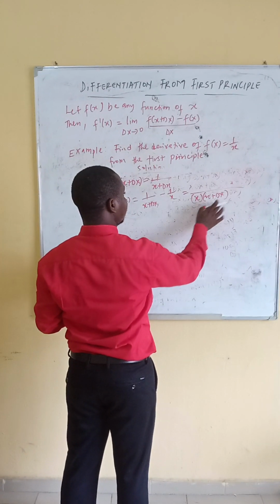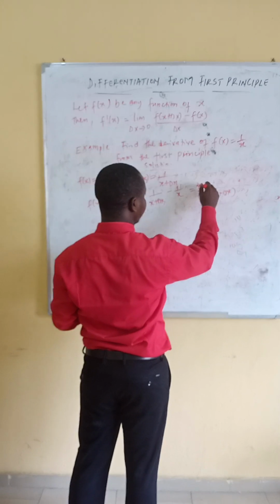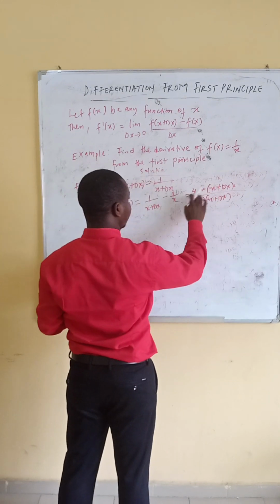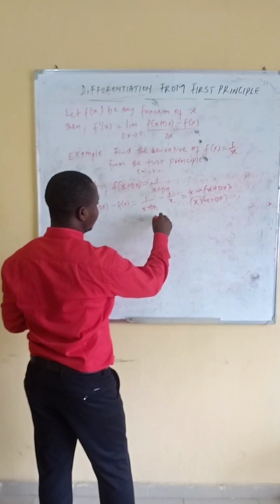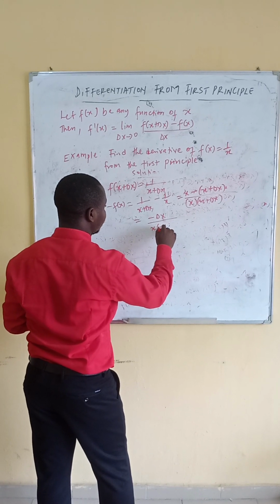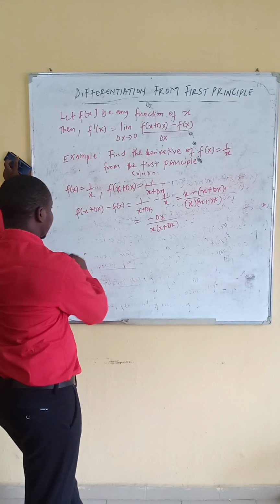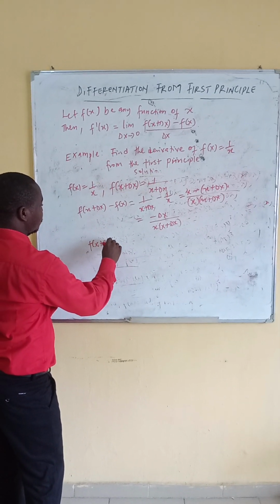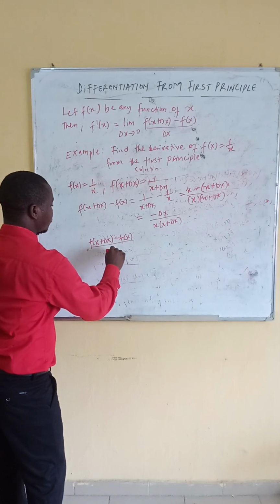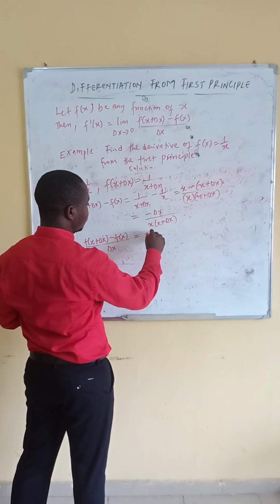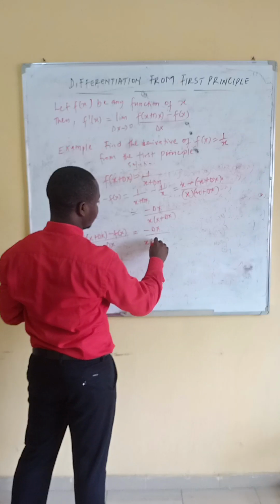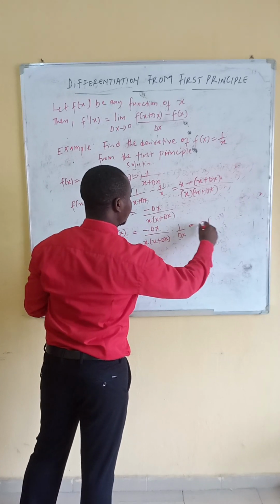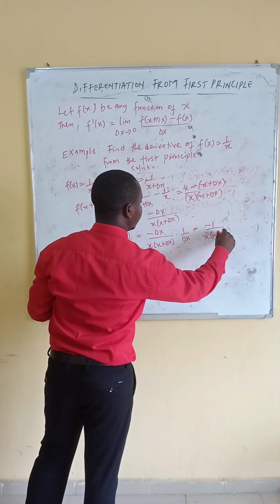Now x plus change in x, you have x left, minus x plus change in x. x minus x is 0. We have minus change in x over x into x plus change in x. Dividing both sides by change in x, we have that f of x plus change in x minus f of x divided by change in x will be minus change in x over x into x plus change in x, times 1 over change in x. Which gives us minus 1 over x into x plus change in x.